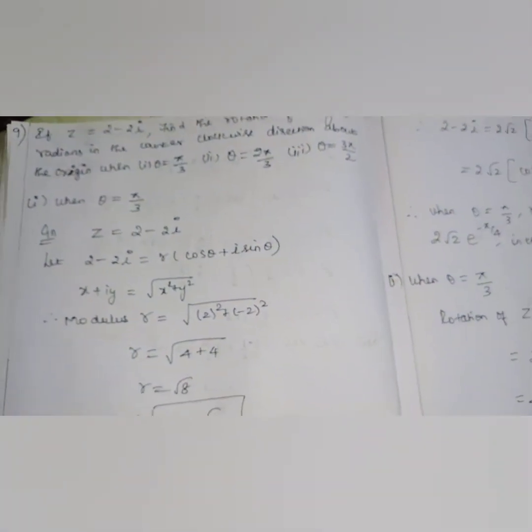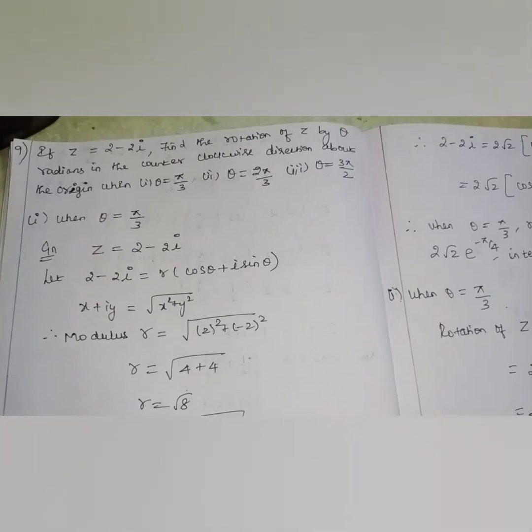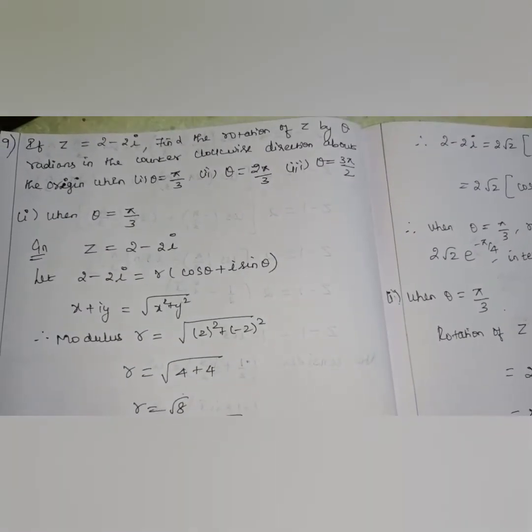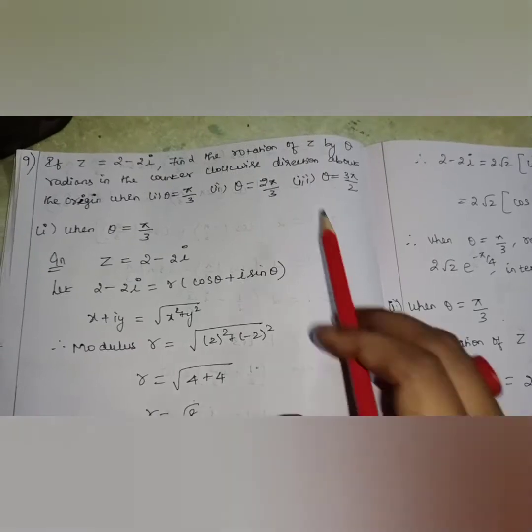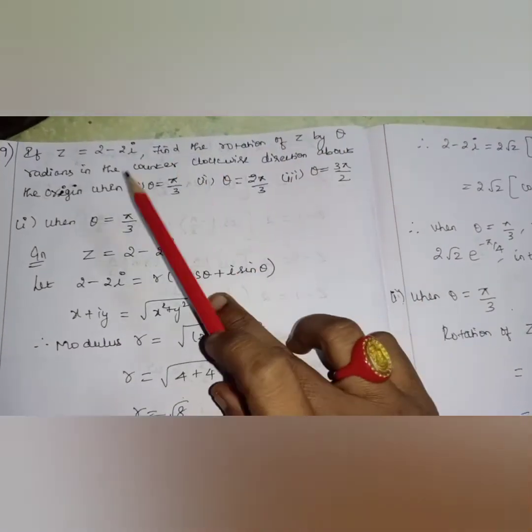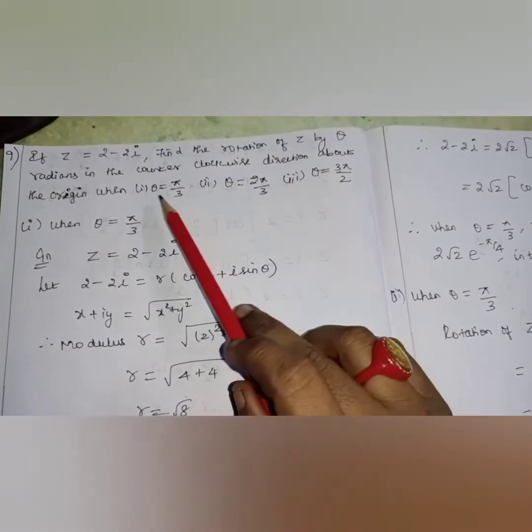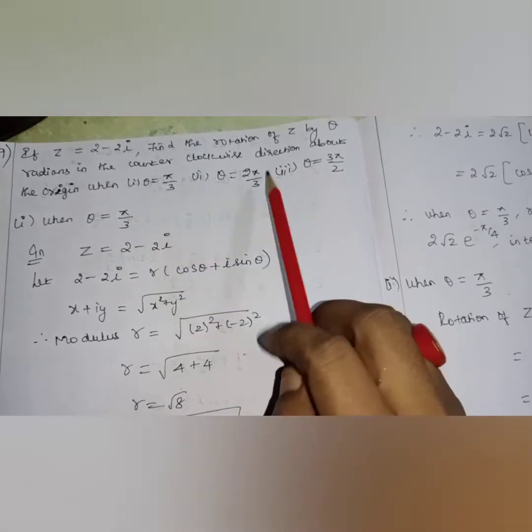Now we'll see the 9th sum. It is also a little twisted. See, if z is equal to 2 minus 2i, find the rotation of z by theta radians in the counterclockwise direction about the origin when 3 subdivisions are given.